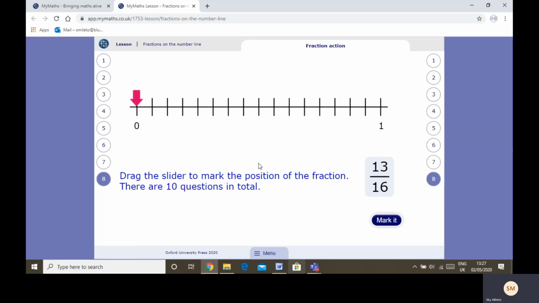We're going to do one final one. 13/16. 1, 2, 3, 4, 5, 6, 7, 8, 9, 10, 11, 12, 13.